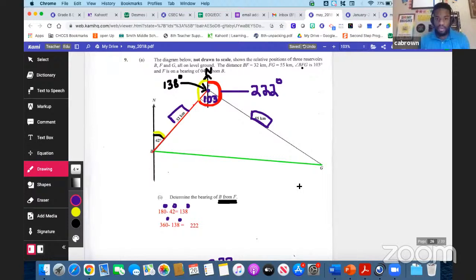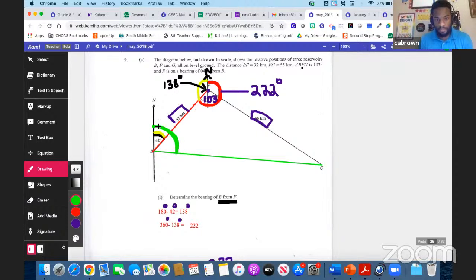All right. So the bearing of B from G. Here is G. G's on the line BG. It's always a little bit tricky when it says B from G. What is that really asking? Remember, it's always in relation to north. So let me use green right here. B from G is talking about this entire angle right here.